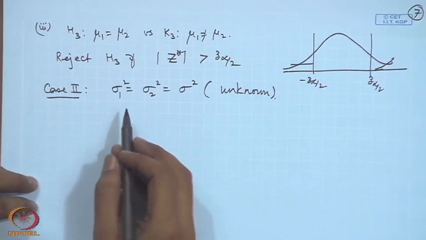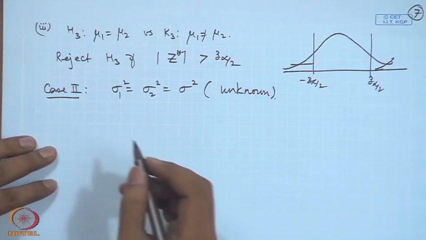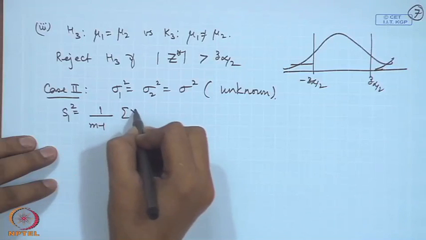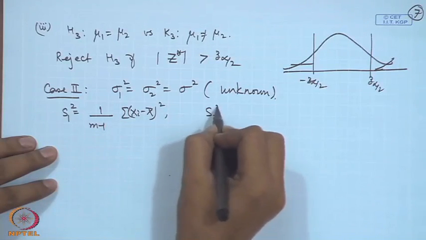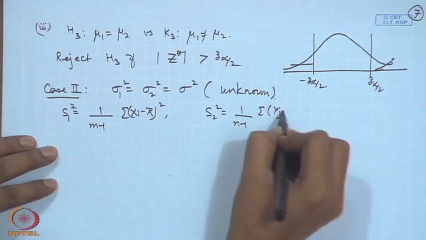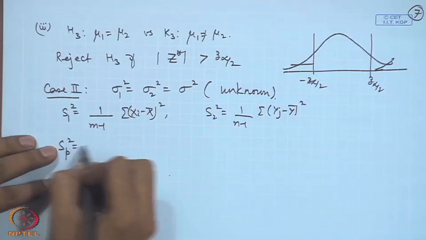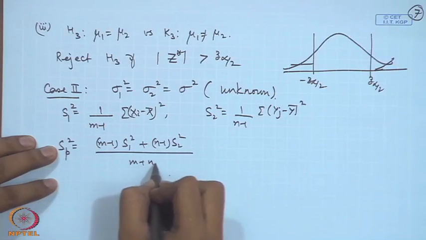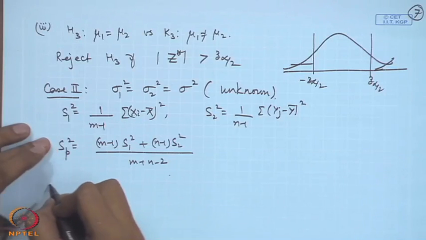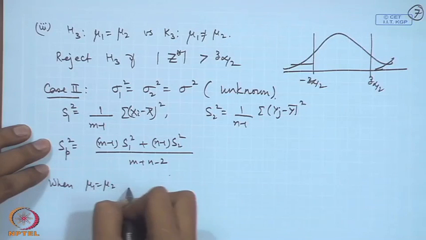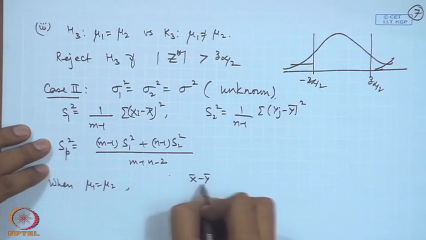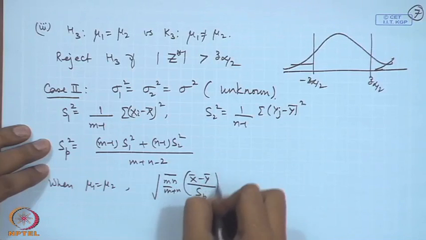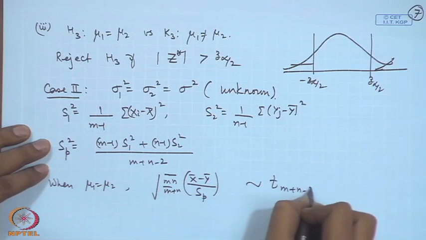So, let us consider here, if we remember our notations that we developed for the confidence intervals, that is we considered S 1 square is equal to 1 by m minus 1 sigma x i minus x bar square, and we considered S 2 square is equal to 1 by n minus 1 sigma y j minus y bar square, and S p square was taken as m minus 1 S 1 square plus n minus 1 S 2 square by m plus n minus 2. Then based on this we had considered that when mu 1 is equal to mu 2, then you have x bar minus y bar multiplied by square root of m n by m plus n divided by S p. This has t distribution on m plus n minus 2 degrees of freedom.